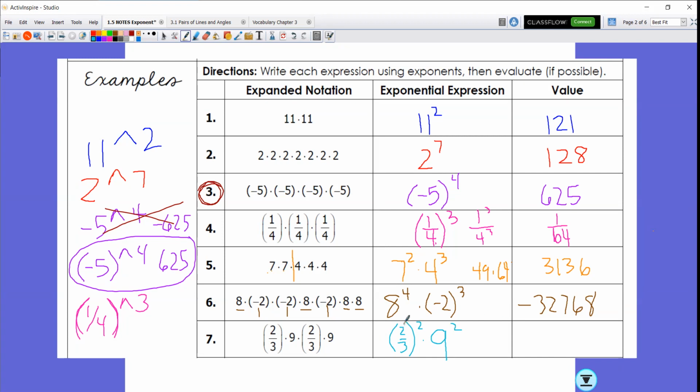Remember, you can put in your calculator: open parenthesis, 2/3, close parenthesis, raised to the 2nd power times 9 raised to the 2nd power. Anybody want to give this one a go? Because it is important to practice putting these into the calculator.